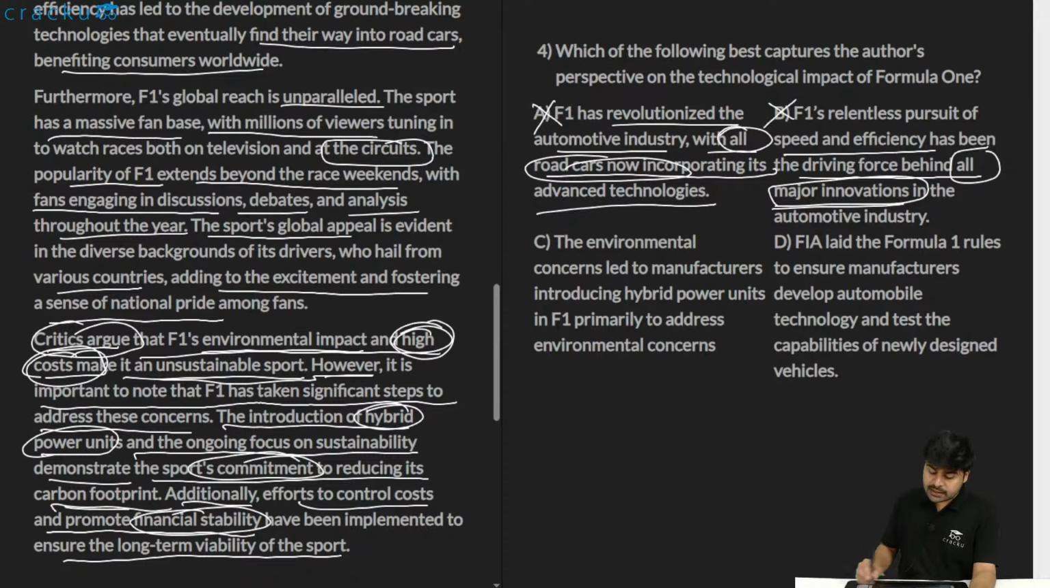The environmental concerns led to manufacturers introducing hybrid power units in F1, primarily to address environmental concerns. That is something that is discussed in the passage. This is probably the right answer. Let's hold this for now.